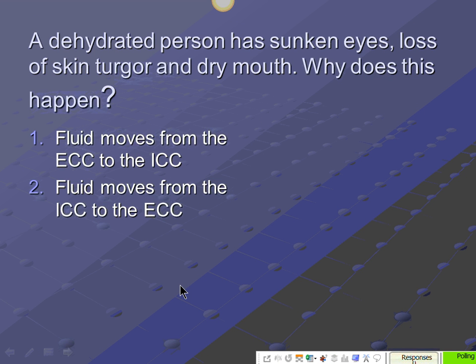Okay, let's look at this. If you have ever seen a dehydrated person, you would have noticed that the eyes look very sunken. The skin turgor, which means the elasticity of the skin, is reduced. If you pull on the skin, it's not elastic. The mouth is extremely dry. Why do you think this happens?